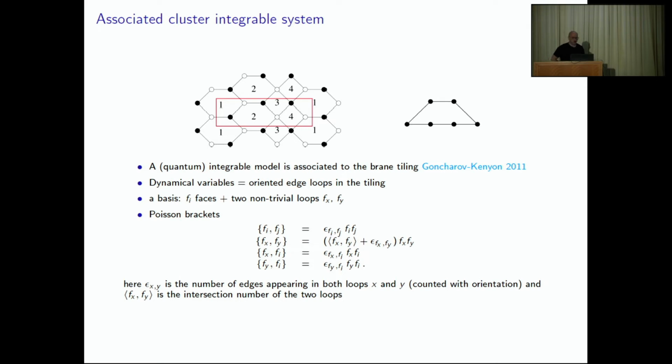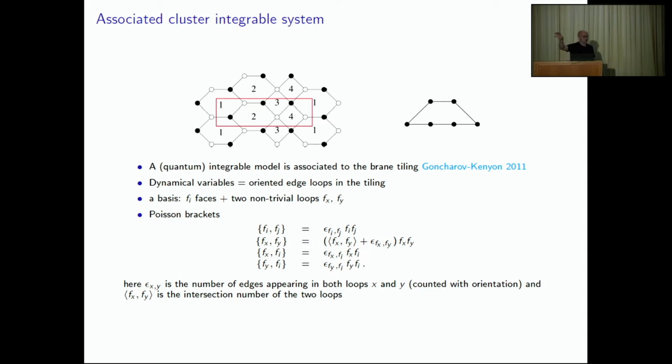All right, so about 10 years ago, Gončarov and Kenyon told us that there is a corresponding quantum integrable model to almost every tiling, and the dynamical variables are oriented edge loops in the tiling. So for instance, this edge loop here. Or you can go around the face, so that's another edge loop, and that will be a dynamical variable in your system. So these face edge loops are denoted by Fi. This forms a basis for all the dynamical variables. And in the Gončarov and Kenyon story, they satisfy quadratic Poisson brackets. This can be quantized.